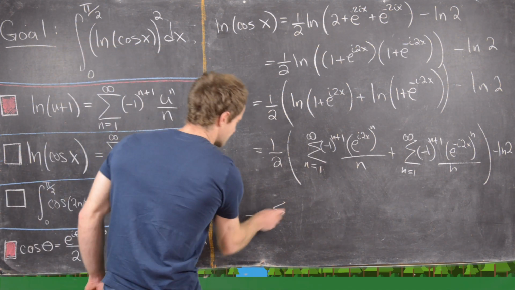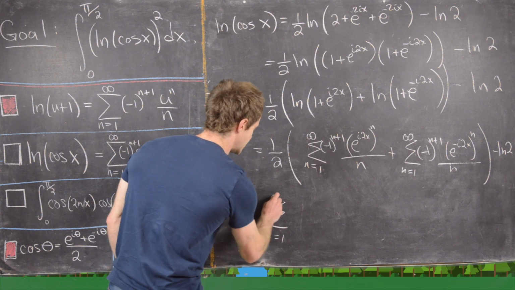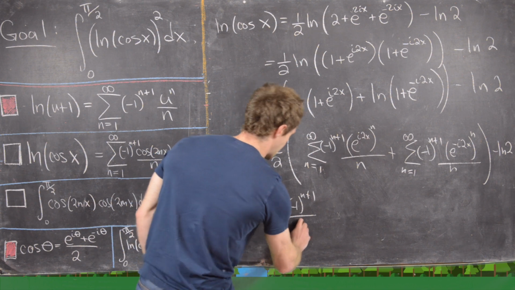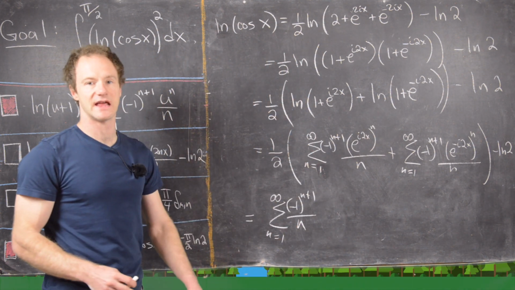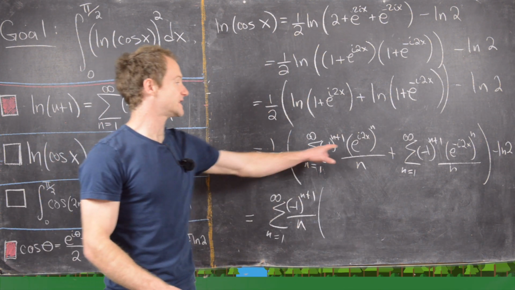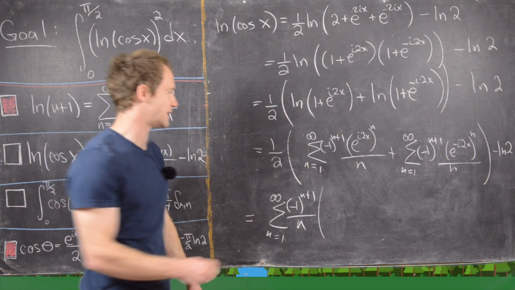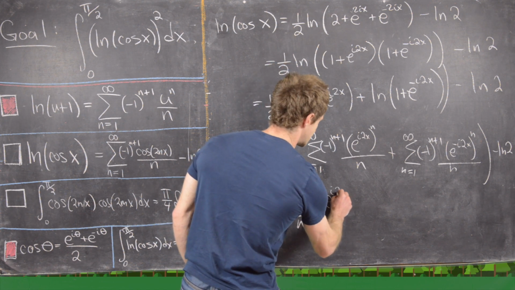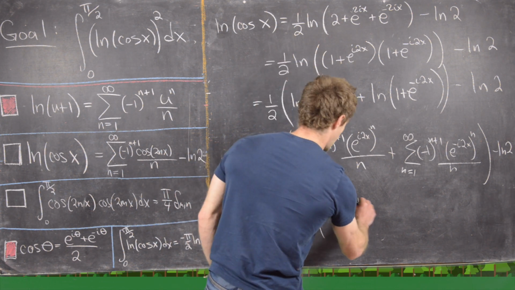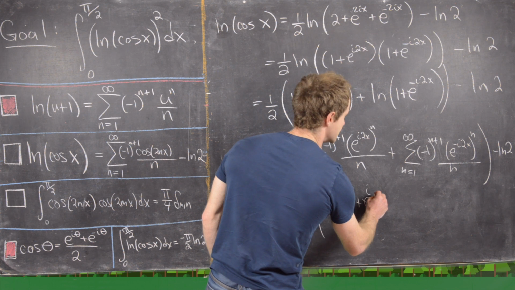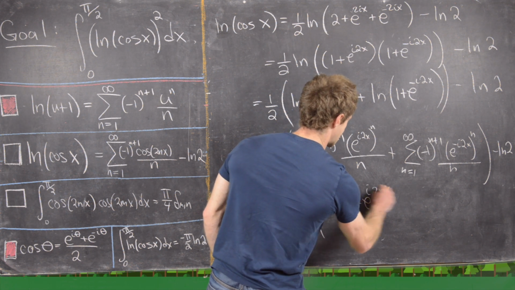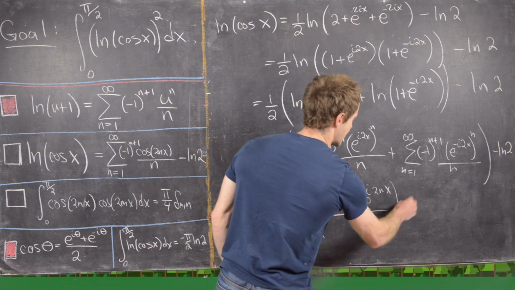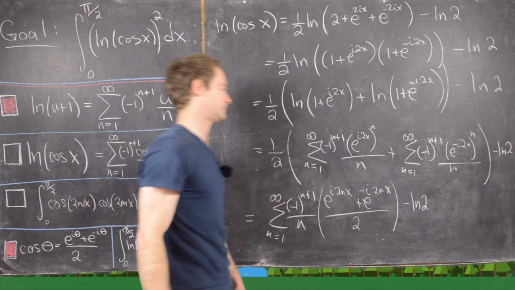So notice that's going to give us the sum n equals 1 to infinity of (-1)^(n+1) over n. Great, so I factored that n out of both. And then using exponent rules on these exponentials, we get e^(i2nx) plus e^(-i2nx), and that one is negative, and then this is all over 2, and then we have minus natural log of 2.